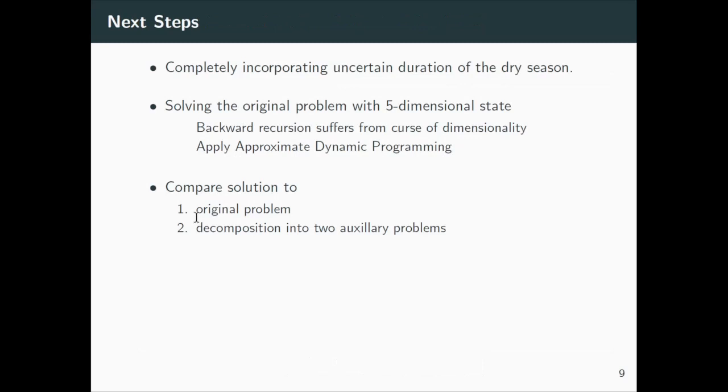The next steps of my work are first completely incorporating uncertain duration of the dry season. Secondly, we will solve the original problem with the 5-dimensional state in discrete time. The challenge here is the backward recursion suffers from the curse of dimensionality, and hence we intend to apply the method of approximate dynamic programming. Afterwards, we'll compare the solution of the original problem and the decomposed auxiliary problems.